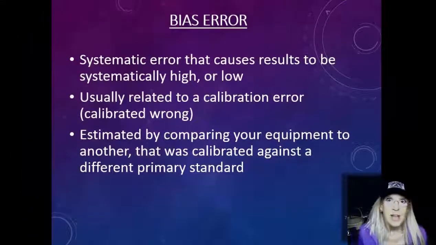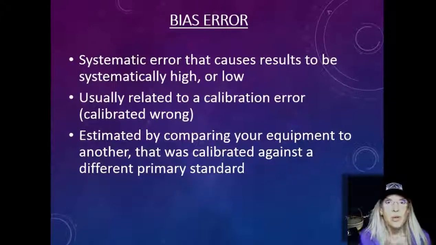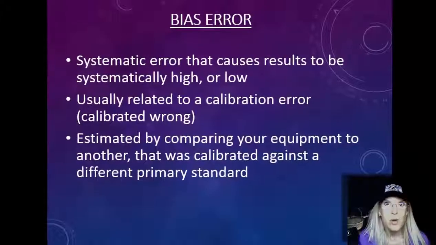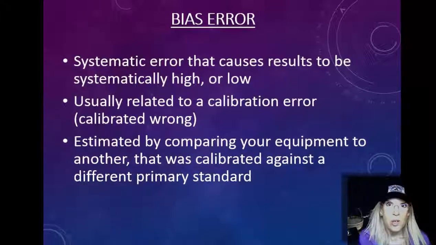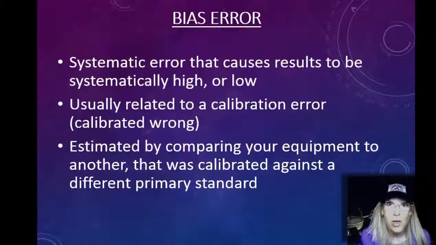There is bias, and bias is a consistent, systematic difference between what your measurements are telling you and what reality is. So generally, that's a calibration error. That's bias, the second data quality indicator.